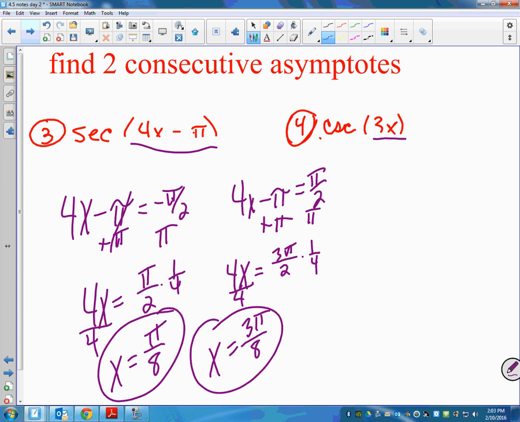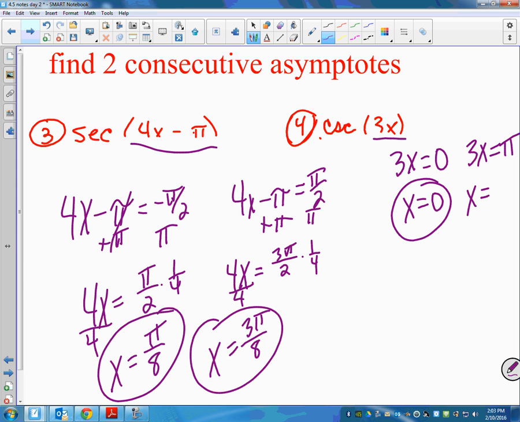Cosecant has sine in the bottom, and sine equals 0 at 0 and at pi. So this one's a lot easier, right? 3x equals 0, 3x equals pi. So divide by 3. If there's no phase shift, you'll still always have 0. That's why I like those, so I don't make you graph phase shifts. Divide by 3. That means this one would have a shorter period. Questions about that?